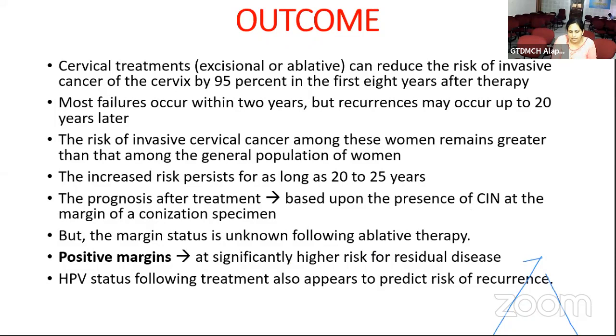The prognosis after treatment is based upon the presence of CIN 2 or 3 at the margins of the excised epithelium. But the margin status is unknown following ablative therapy. So the prognosis very much depends upon the initial lesion and the margins. Positive margins mean a significantly higher risk of residual disease. Human papillomavirus status following treatment also appears to predict the risk of recurrence.